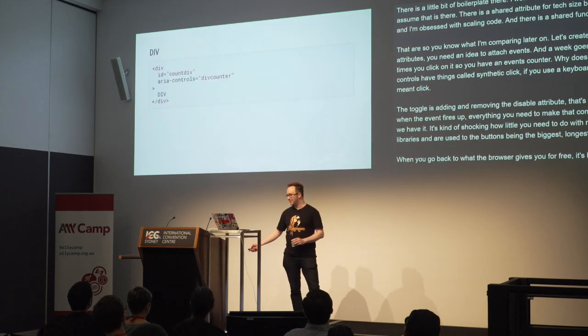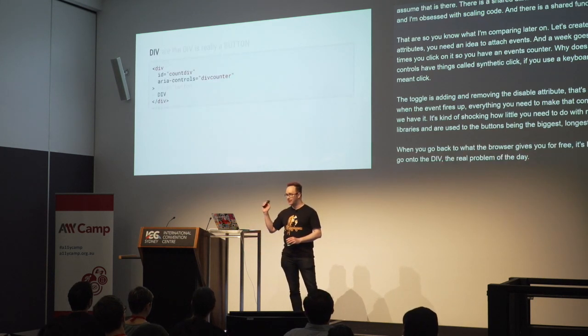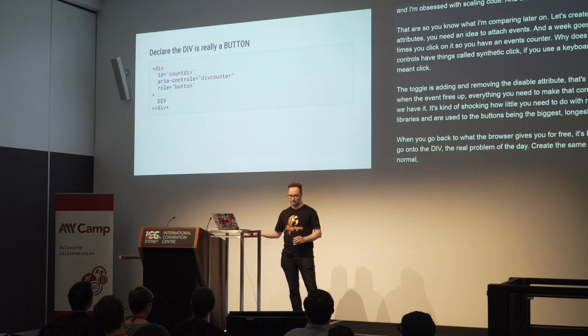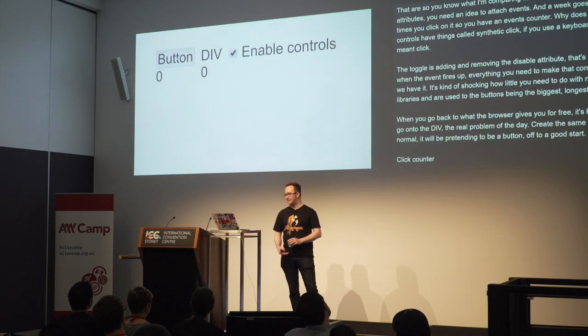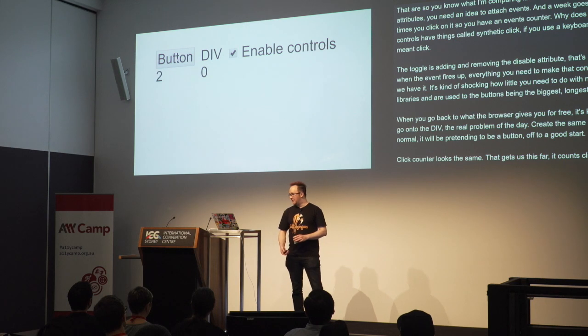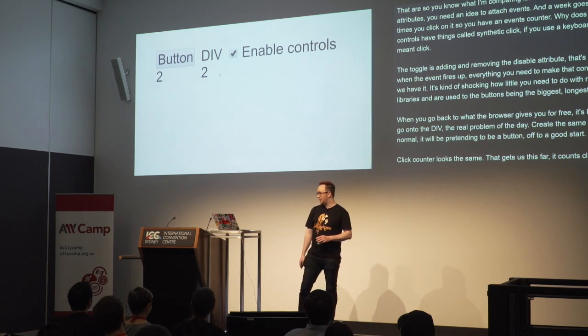So we create the same relationship with the button, that's normal. We already know that it's going to be pretending to be a button, so we give it an ARIA role of button. Cool, off to a good start. Click counter actually looks the same, and that gets us this far. So it counts clicks, we can interact with it. Don't know what this guy at Alley Camp was on about, this being difficult. Let's slap some style on this puppy and we're in business, right?